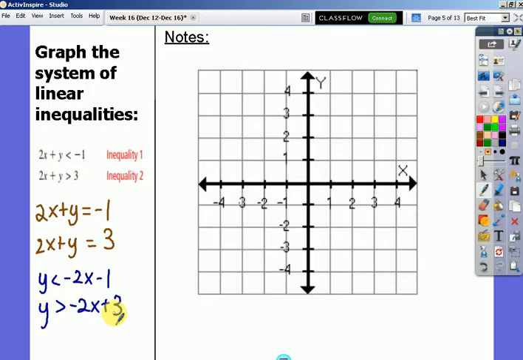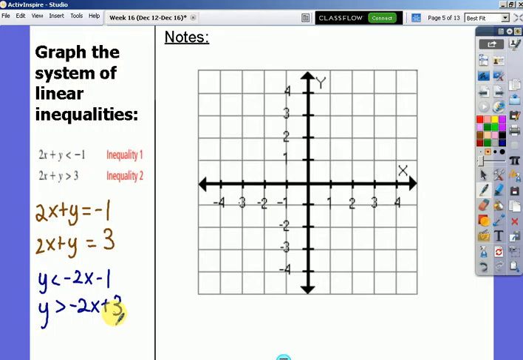What do I notice right away about those two inequalities? Yes. They're the same slope, which means what about those lines? They're parallel. So will they ever have a shaded region that intersects? No, not in this case. And we can see that when we graph them.